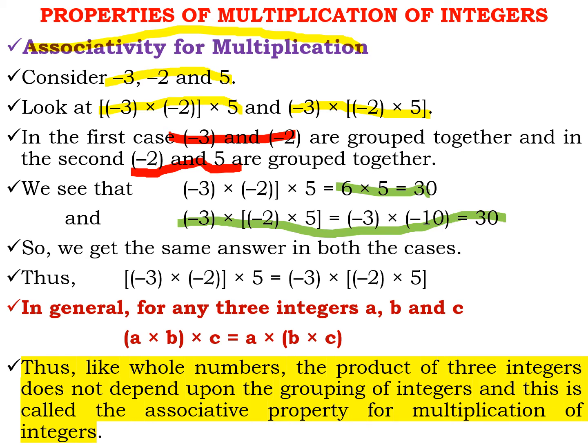Therefore, in general, for any three integers a, b and c, (a × b) × c is equal to a × (b × c). It only explains that on changing the group, the value doesn't change.